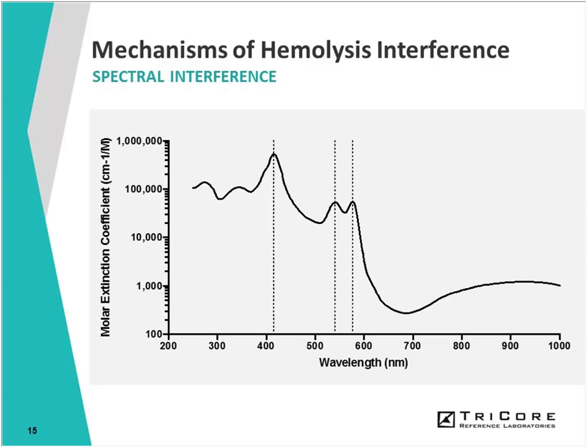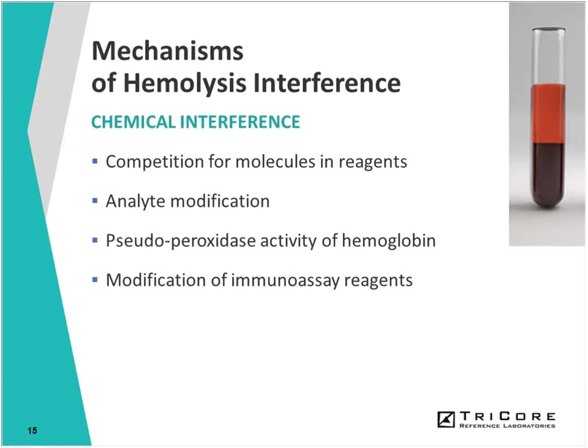Again, the direction and degree of the interference really does largely depend upon the analyte being measured and the analytical method that's measuring it. And lastly, hemolysis can cause measurement errors due to chemical interference. For example, various red blood cell components may affect the measurement procedure by directly or indirectly competing for molecules in the reagents. It can inhibit indicator reactions or modify the analyte by complexation, proteolysis, or precipitation. And don't forget, too, that hemoglobin itself can interfere with various assays through its pseudoperoxidase activity.